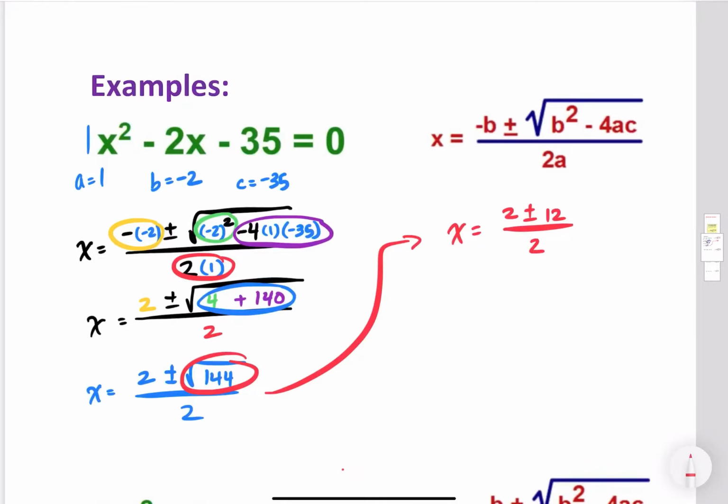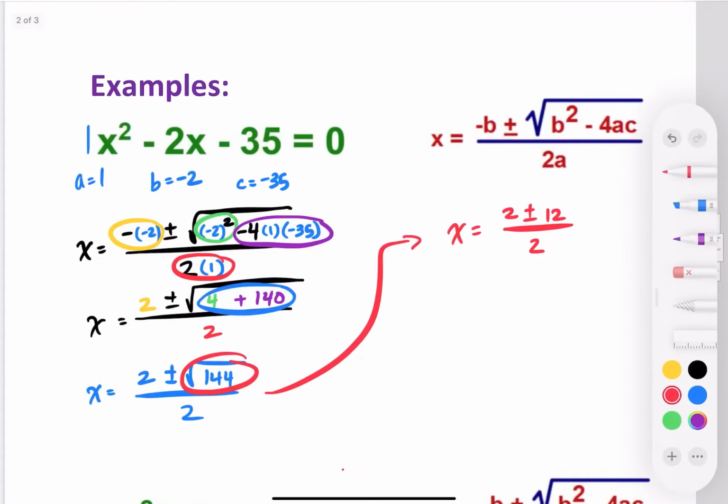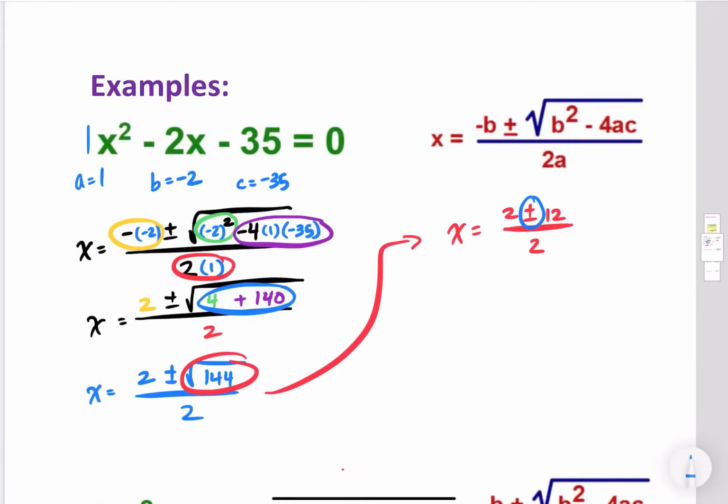Okay. Well, remember that plus or minus sign says that we have two possible solutions. So I'm going to break this up into two possible scenarios. The first scenario is a plus sign, so x is equal to 2 plus 12 over 2. And our second possibility is x is equal to 2 minus 12 over 2. So with that plus and minus, I broke it up into two small problems here. So I'm going to solve each one of these.